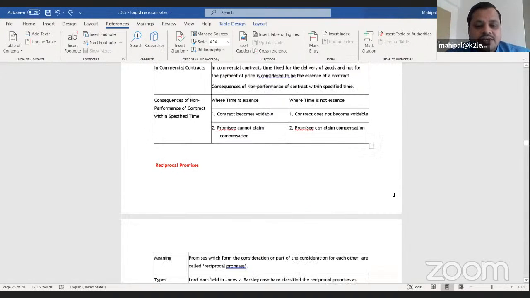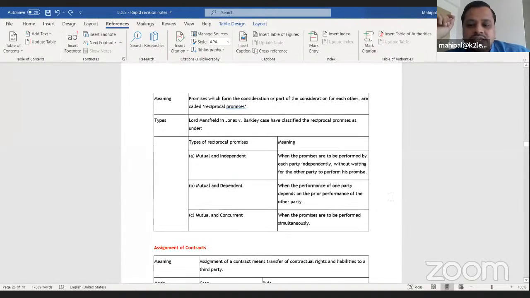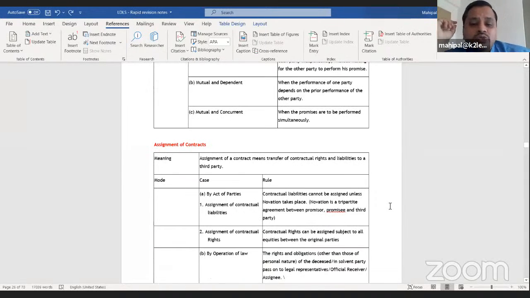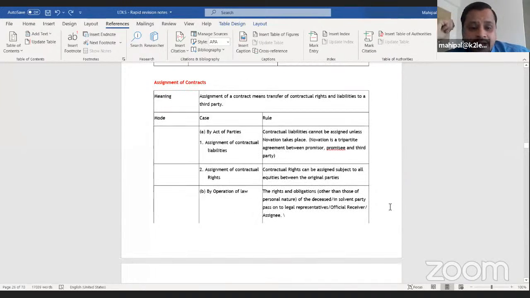Clear? Reciprocal promise. Promises which form consideration or part of consideration for each other are called reciprocal promises. Reciprocal promises could be of three types: mutual and independent, mutual and dependent, and mutual and concurrent. Mutual and independent means both parties have to perform independently, without waiting for the other to perform. Mutual and dependent means one party's performance is dependent on the prior performance of the other party. And mutual and concurrent means both parties should perform the promise simultaneously.